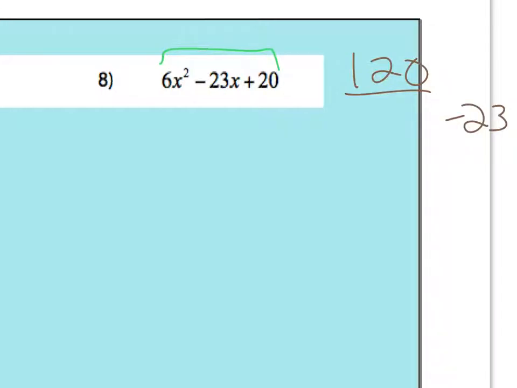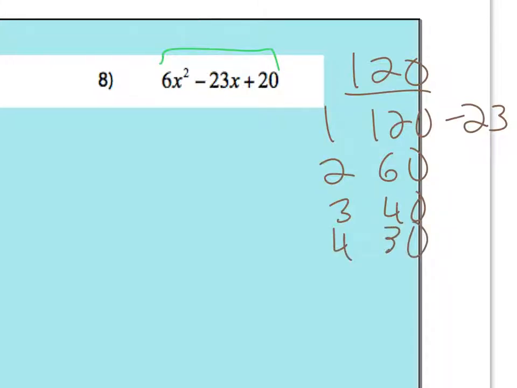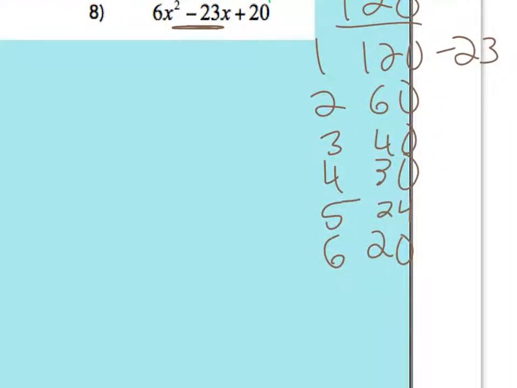So here's where I got to think a little bit. I've got to look at this and go, well, 1 and 120, 2 and 60, 3 and 40, 4 and 30, 5 and, let's see, 2, 24. So I've got to kind of look at what's going to actually subtract to give me 23. So if I look at 6 and 20, are any of these going to subtract? Not really. 1, 8 and 15.